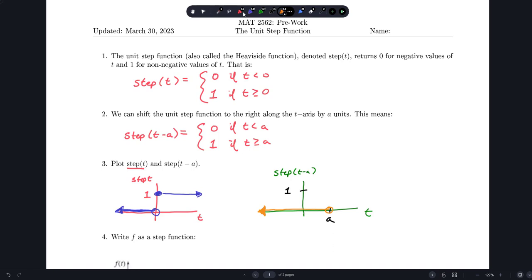So I'd like you to pause the video and sketch the other half of this graph. Once we get to time t equals a, what's this graph going to do? So pause the video and fill it in.